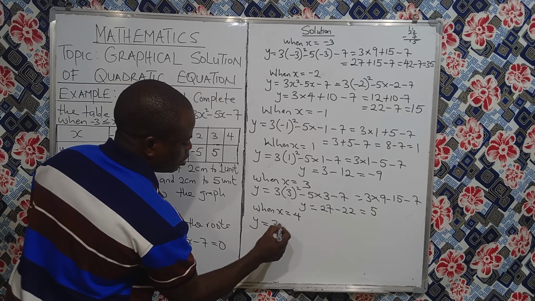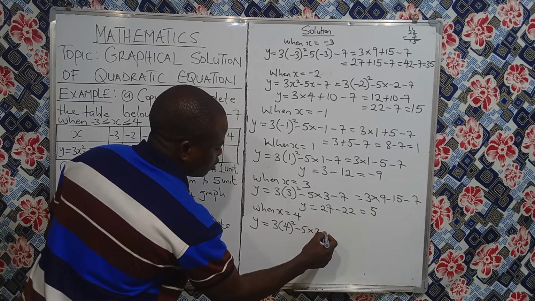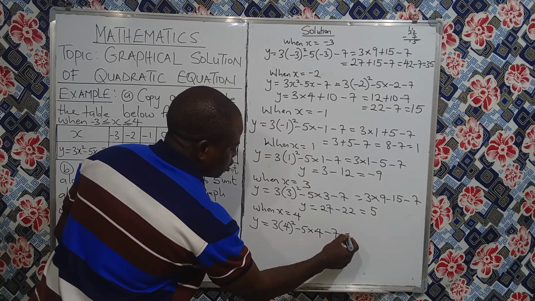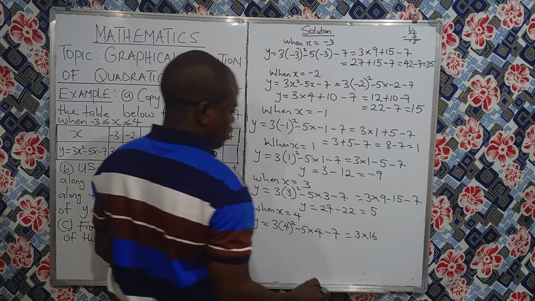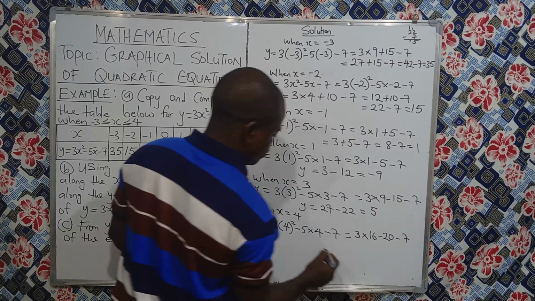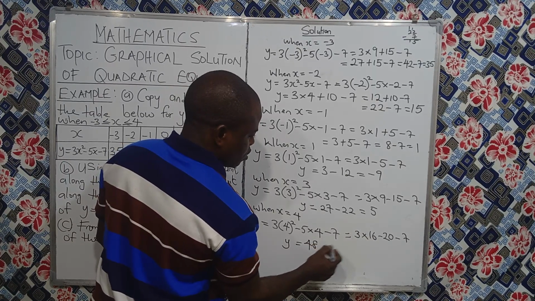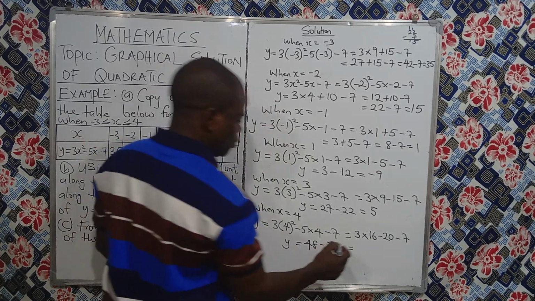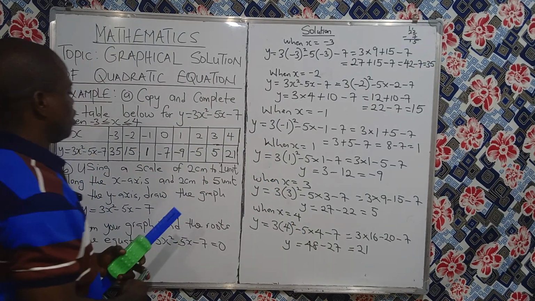When x equals 4, what's our y? Our y equals 3 into 4 squared minus 5 times 4, because our x is 4 this time, minus 7. 4 squared is 16, so 3 times 16 is 48, minus 5 times 4, that's minus 20, minus 7. Minus 20 minus 7 is minus 27. When you subtract that, you're having 21. This is 21.